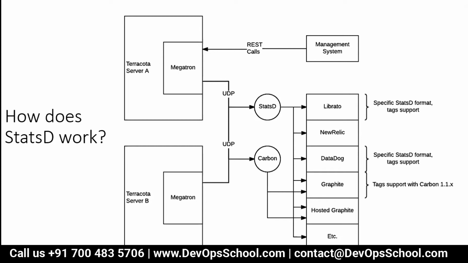StatsD sends the data to Librato, which I have not used. New Relic I know very well. Datadog I know. Graphite I know. Hosted Graphite also, and many other solutions. So StatsD sends the data to Datadog, which is received over UDP by the client libraries.